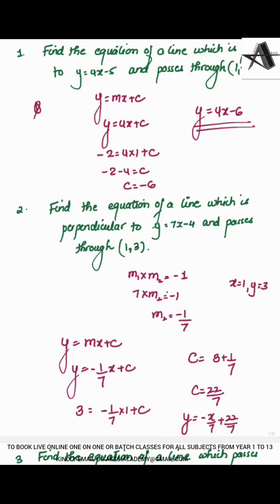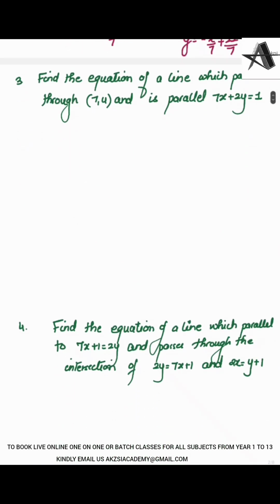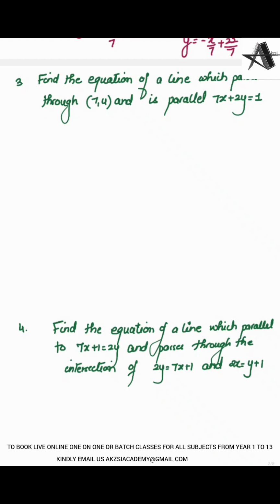In finding the equation of a line, it doesn't matter whatever the condition given, all you need to do is calculate the gradient and the y-intercept. Let me move on to the next question. Question 3 says, find the equation of a line which passes through (7, 4) and is parallel to 7x plus 2y equals 1. It's exactly like the first question.